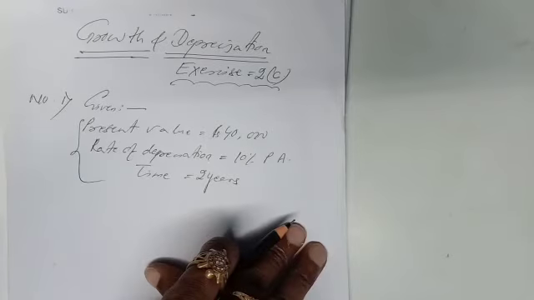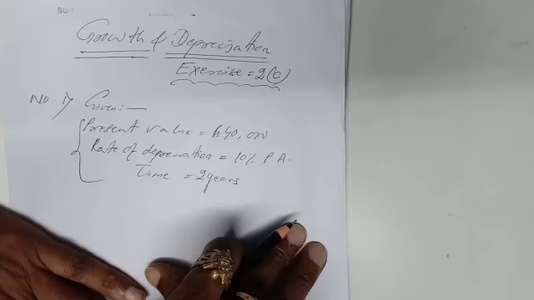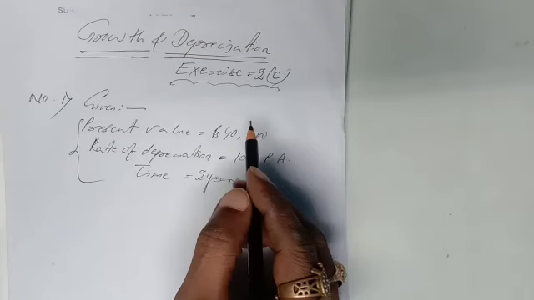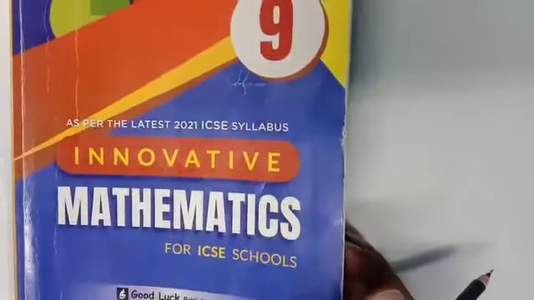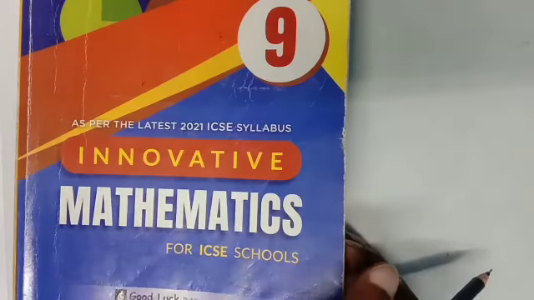Good afternoon to all. Today our chapter is growth and depreciation. That is exercise 2C from the book Innovative Math Books for class. Though the book is for class 9, I am going to explain the chapter growth and depreciation. Exercise 2C, see question number 1, what is given here.